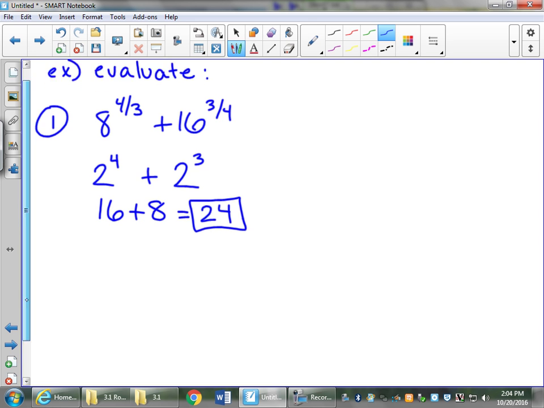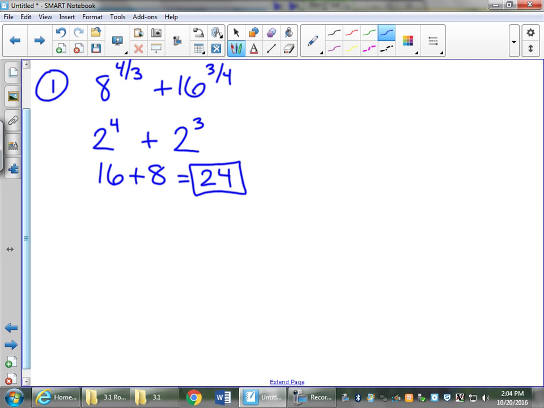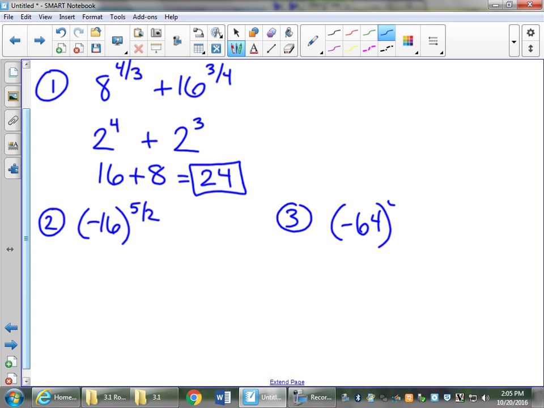The next two, we're going to do a little bit of a comparison, focusing on an even versus an odd root when the base is negative. Okay, so 2 and 3 I'm going to write up here at the same time, and we're going to compare them. Negative 16 to the 5/2 and negative 64 to the 4/3. So in number 2, we have an even root of a negative base of negative 16, and in number 3, we have an odd root, the cube root of negative 64.